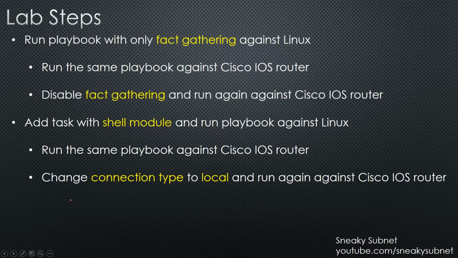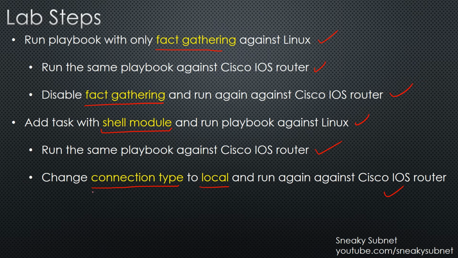Here are our lab steps, let's go through them. At first we will run our playbook only with fact gathering functionality against Linux. Next we will try to do the same with our IOS router. Then we will disable fact gathering and run it one more time. Then we will add one more task with shell module and again run it first against Linux, second against Cisco IOS router. Then we will change connection type to local and again try to execute it against Cisco IOS router.